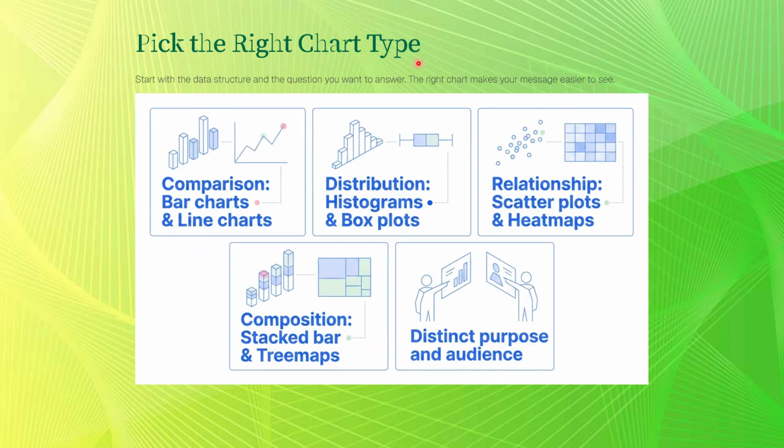How to pick the right chart type? If you want to compare your data, use bar charts and line charts. If you want to show the distribution of your data, use histograms and box plots. If you want to show the relationship between the data, use scatter plots and heat maps. If you want to show the composition of your data, use stacked bars and tree maps. And one of the important points is to pick your chart type based on your distinct purpose and your audience.